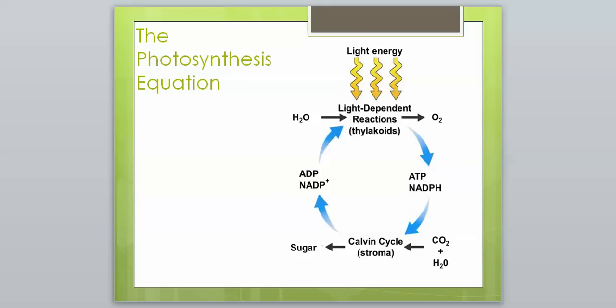And here is just another way to look at it, just showing that we have light coming down, and then we have our ATP, the Calvin cycle. Again, we may mention what that is. So this is just another, more circular way to look at it. And so that is the photosynthesis equation.